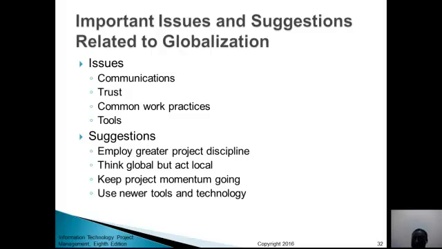So if you look at a team like the Internet Engineering Task Force, it's a team comprised of members from different countries that work together. But the issues of communication, trust, practices, and even tools used are really aligned to meet the whole needs of the entire group. Suggestions: employ greater project discipline. Think global but act local. When we say think global, meaning that your scope of project development must really encompass the whole globe. But you think of a local solution, how you can come together as local people to develop that particular product.